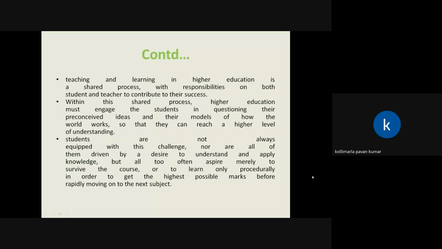Apart from this, many students always think that a subject is only meant for the marks, not for the concepts. So most of the students read the subject only in order to score the maximum marks. In this process, they are not able to understand the concepts.